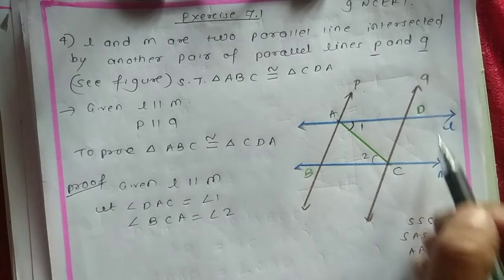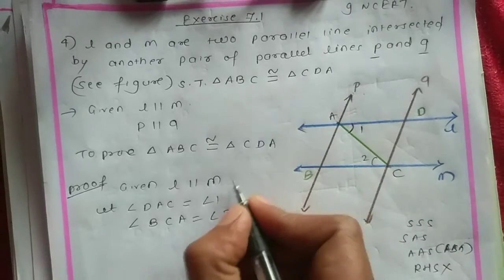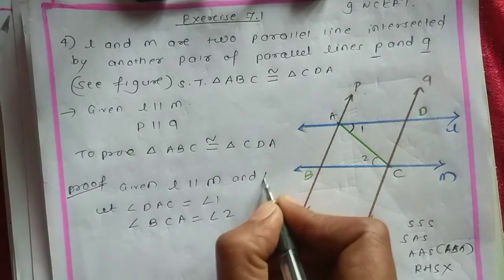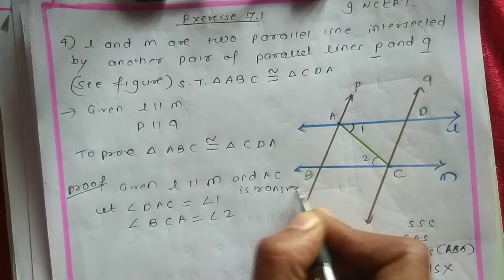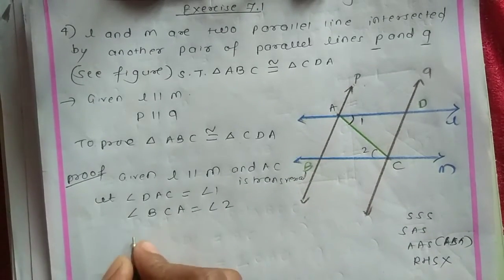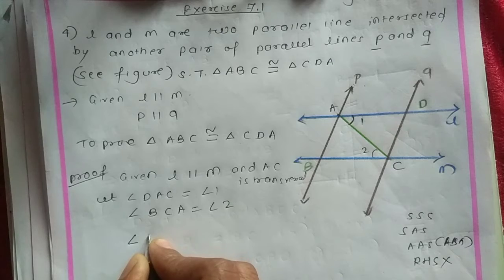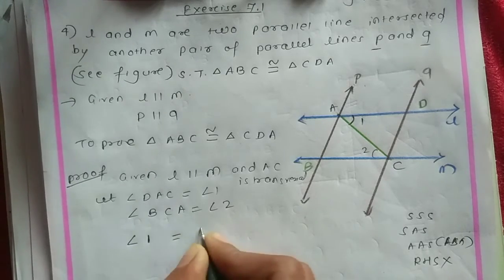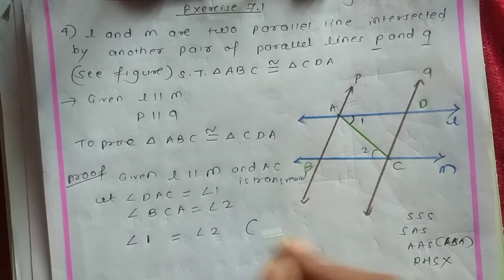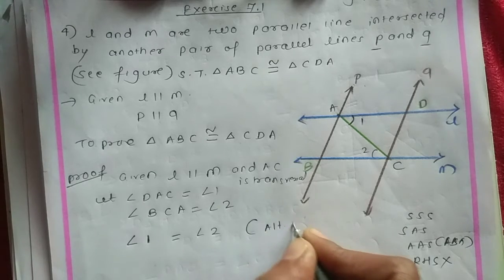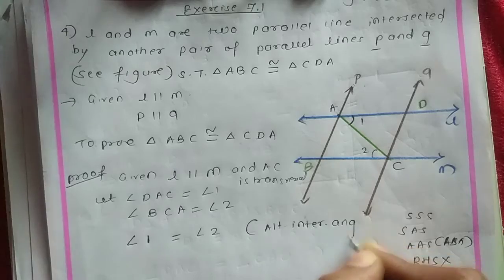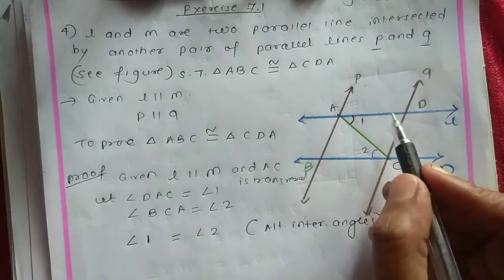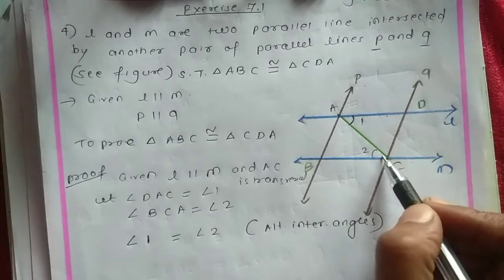So as L and M are parallel and AC is transversal, here angle 1 and angle 2 are equal. Why? Because these are alternate interior angles. This is possible whenever there are two parallel lines and a transversal.